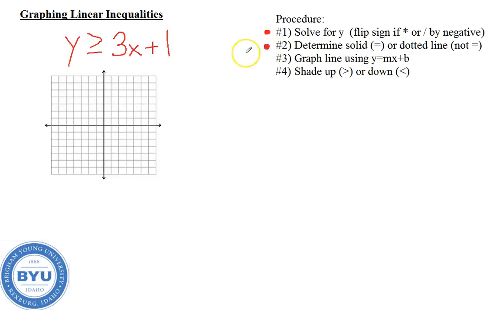Step number two, we need to determine if the line is going to be solid or dotted. When graphing linear inequalities, if you have a less than or equal to or a greater than or equal to sign, then we're going to use a solid line when graphing, because points on the line will actually be solutions to our inequality.